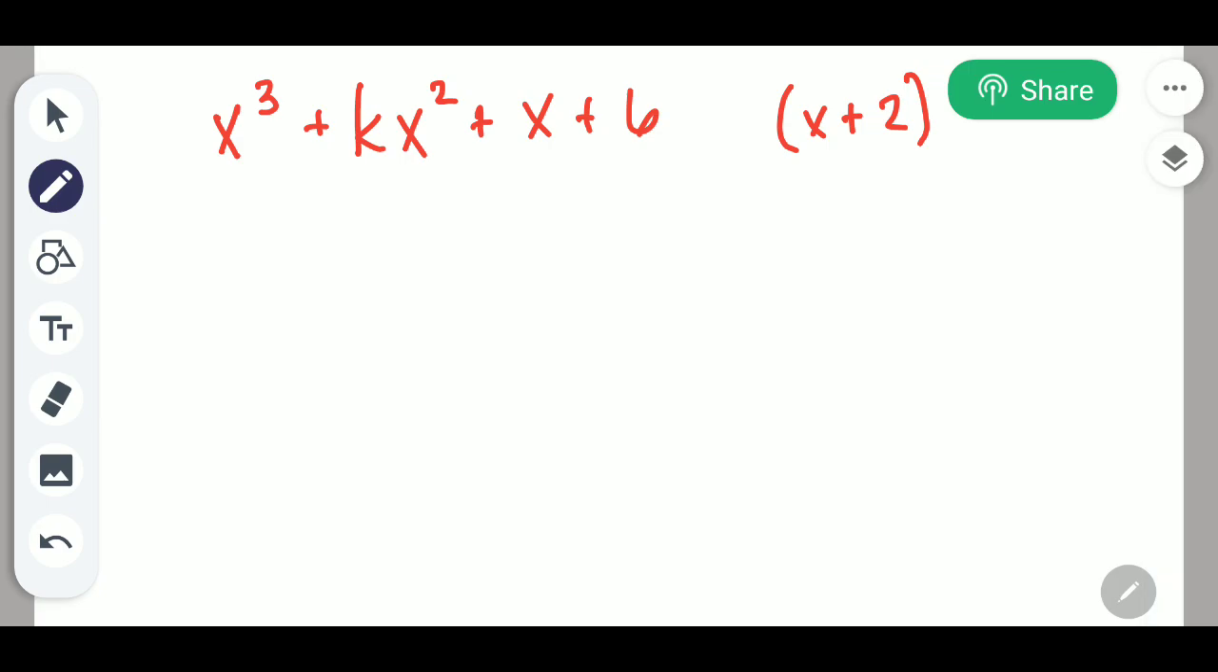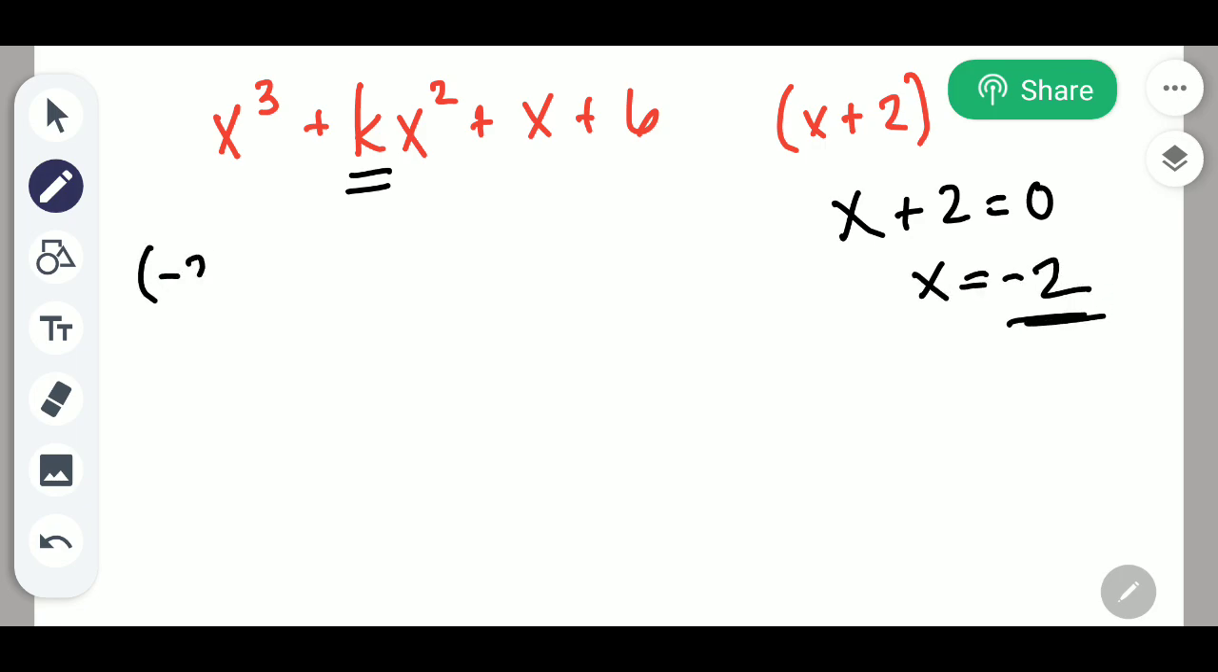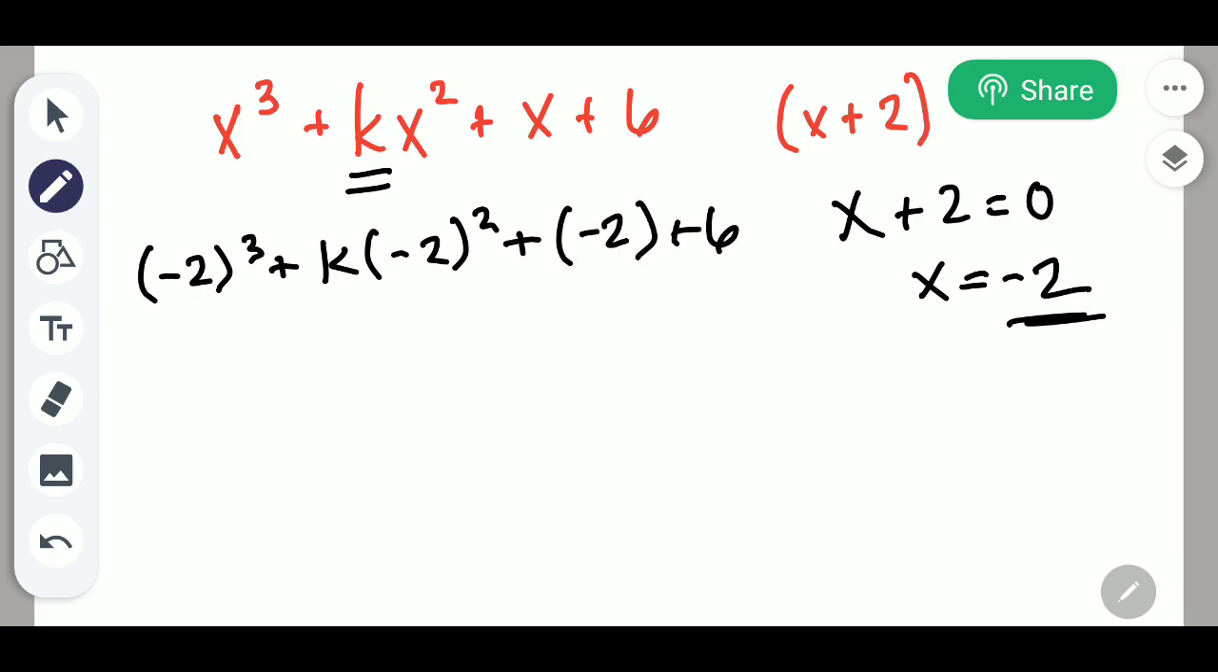So in this case, they're saying what value of k, so k is right here, would make this a factor. So in order to know this is a factor, when you plug in x plus 2 equals 0, x equals -2 when you solve, right? So when you plug in -2 for x, you should get 0 out, right? That determines that we have a factor.